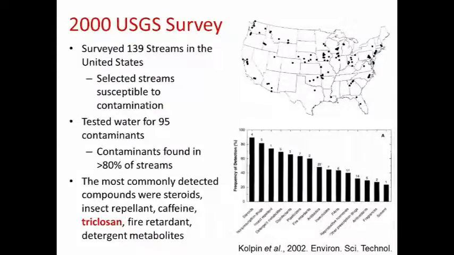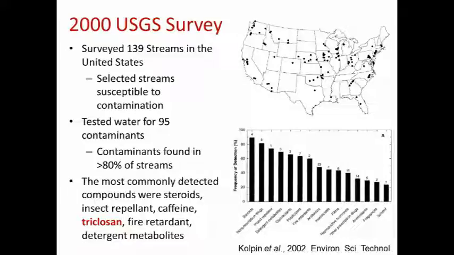So there was a really famous and well-known survey done by the USGS back in 2000. They published this in 2002 in ES&T, where they surveyed 139 streams in the United States looking for a suite of 95 different pharmaceutical-type compounds. And they intentionally biased this survey towards streams that they thought would have contamination. They picked streams that were downstream of urban areas where they thought they would find these compounds. But they found these contaminants in over 80% of the streams. Now, generally, they were at relatively low concentrations, but the abundance of these things was quite interesting.